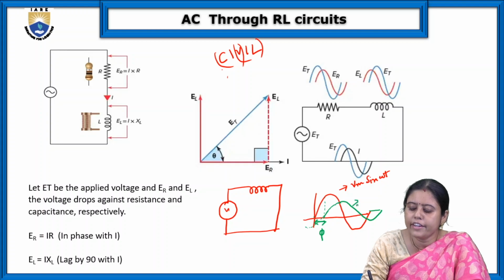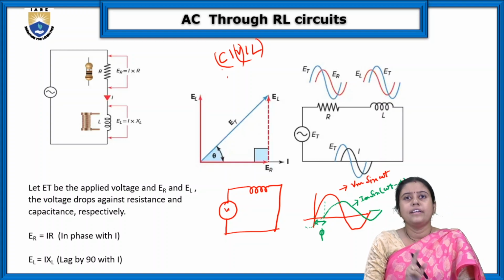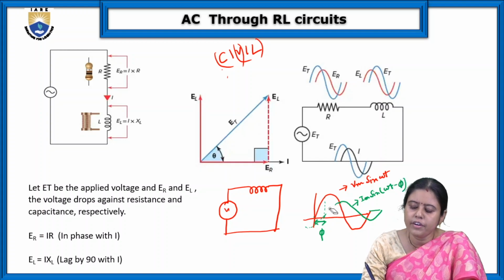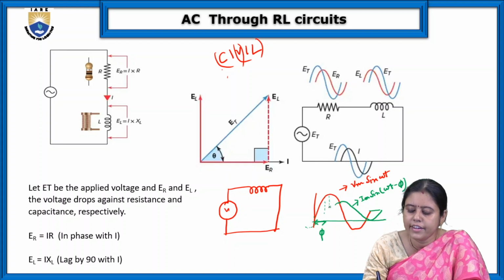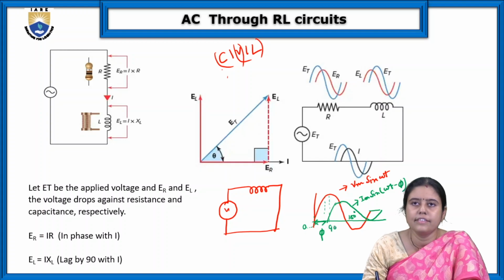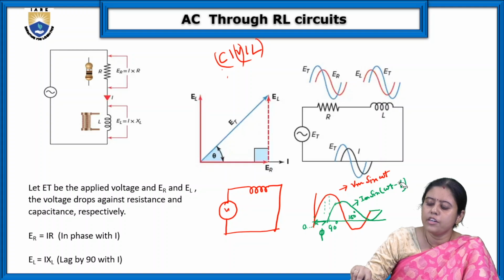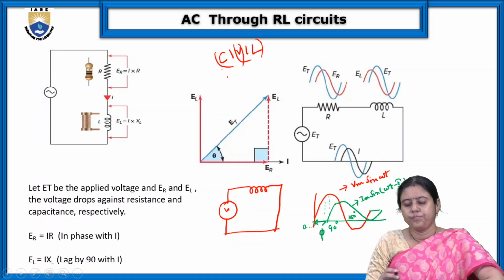So what will be the current equation? Im sin(omega t minus phi). But now if it is a pure inductance, what will happen? In the case of the pure inductance, phi is always equal to 90 degrees. If it is 180 and we are thinking it is 90, so phi is always 90 degrees. So the equation will be Im sin(omega t minus pi by 2).